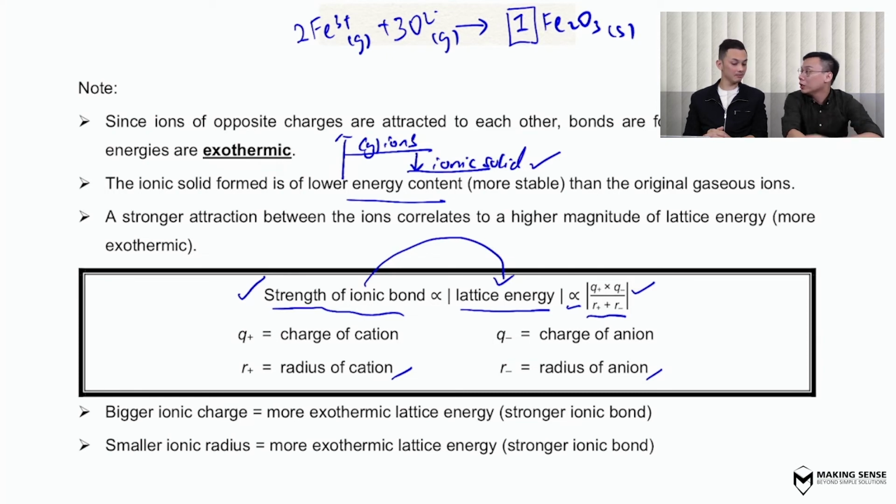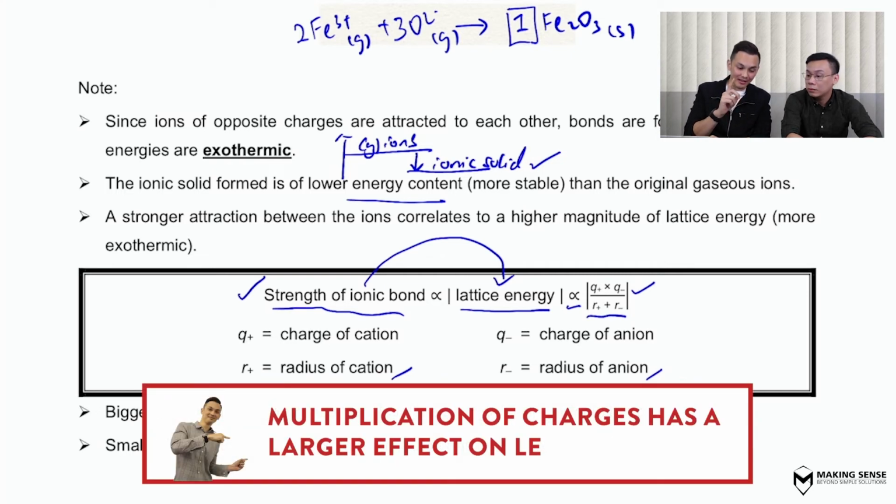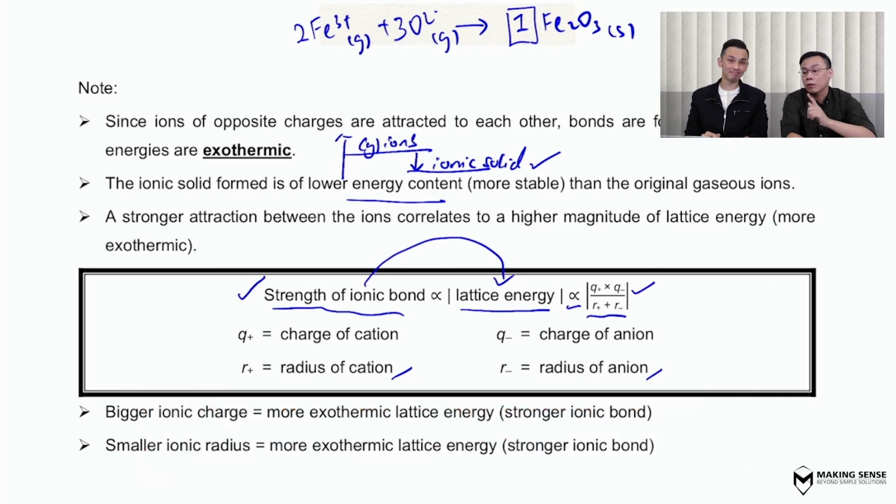Which factor do you think is more important in explaining the magnitude of the lattice energy? Okay, this is math. You can see that charges are being multiplied together, right? Radius are just added together, so multiplication has a larger effect. Therefore, the change in the charges is going to be more significant than the change in the radius. So in other words, charge is the more important factor in accounting for the magnitude of the lattice energy and hence the strength of the ionic bond.